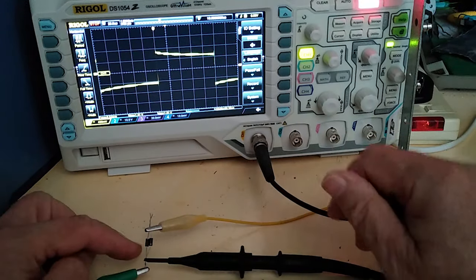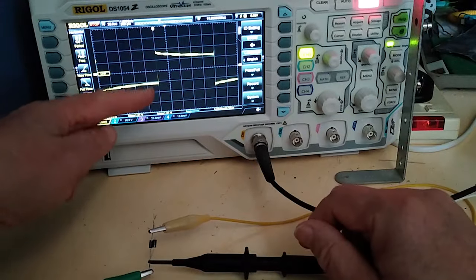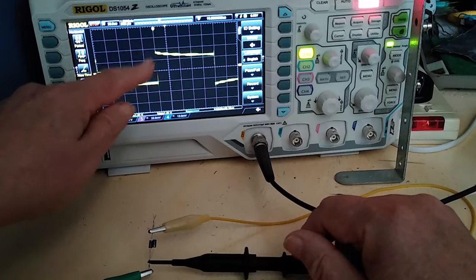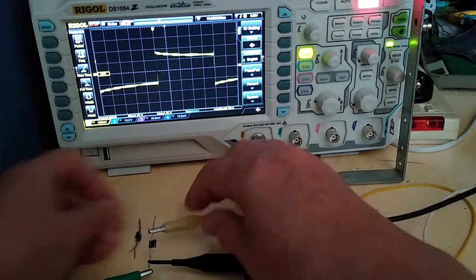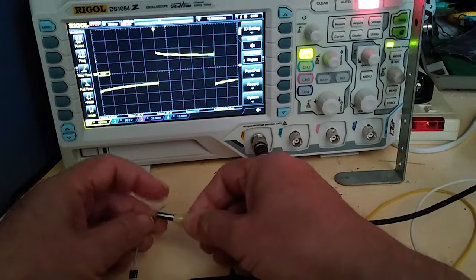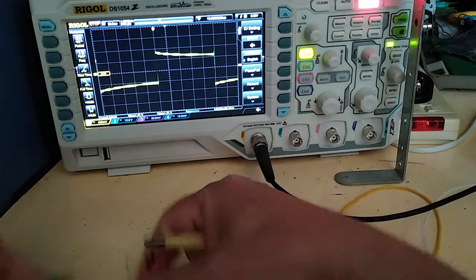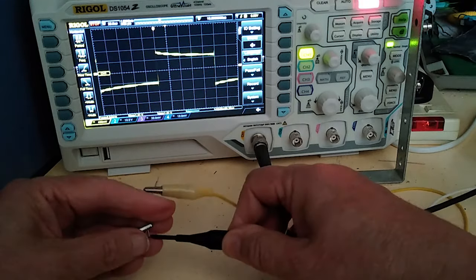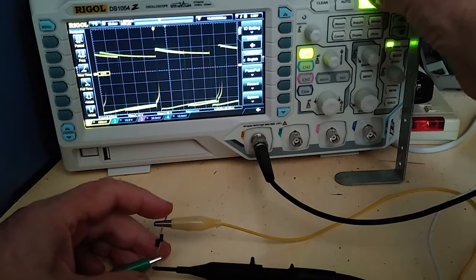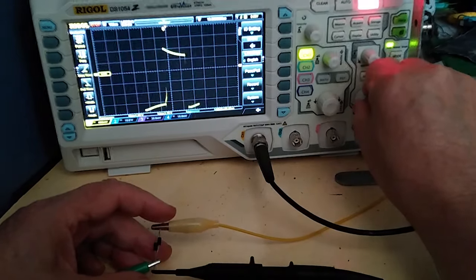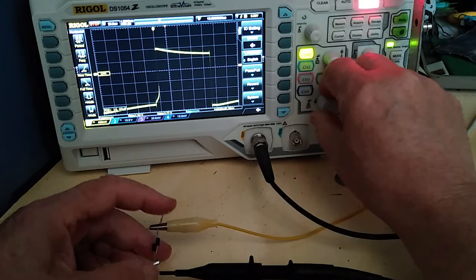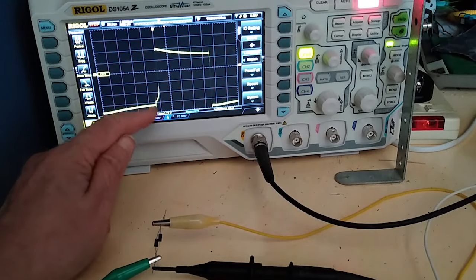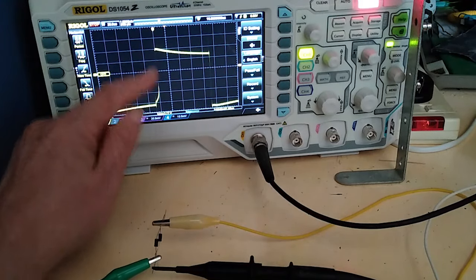Here are two Schottky diodes back to back, and you'll notice the clean waveform, sharp rise and fall. If I replace that with two 1N4001 ordinary diodes and have a look, you'll see a marked difference there in terms of the time it takes to rise.